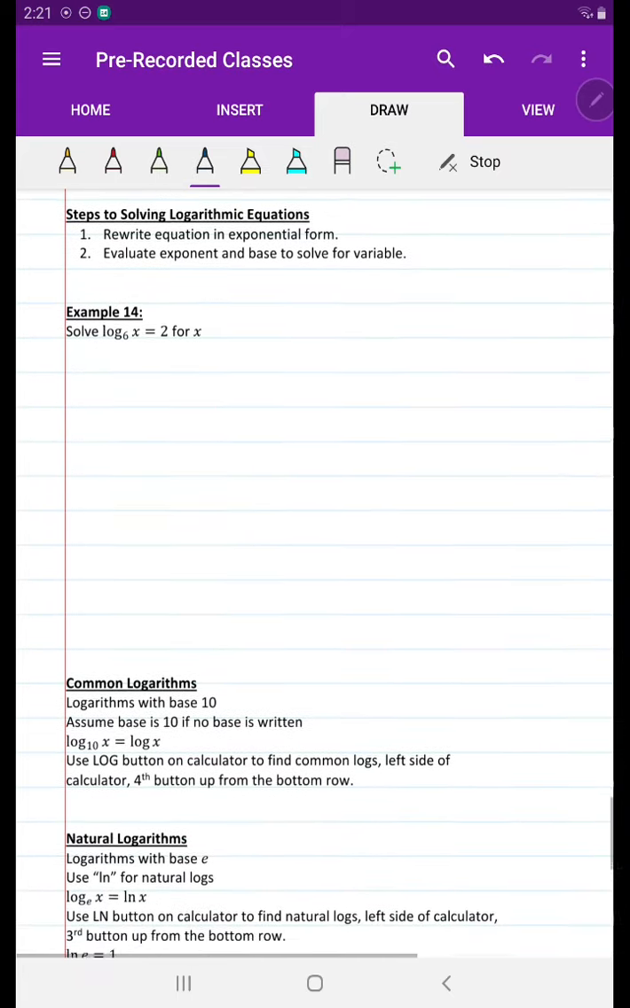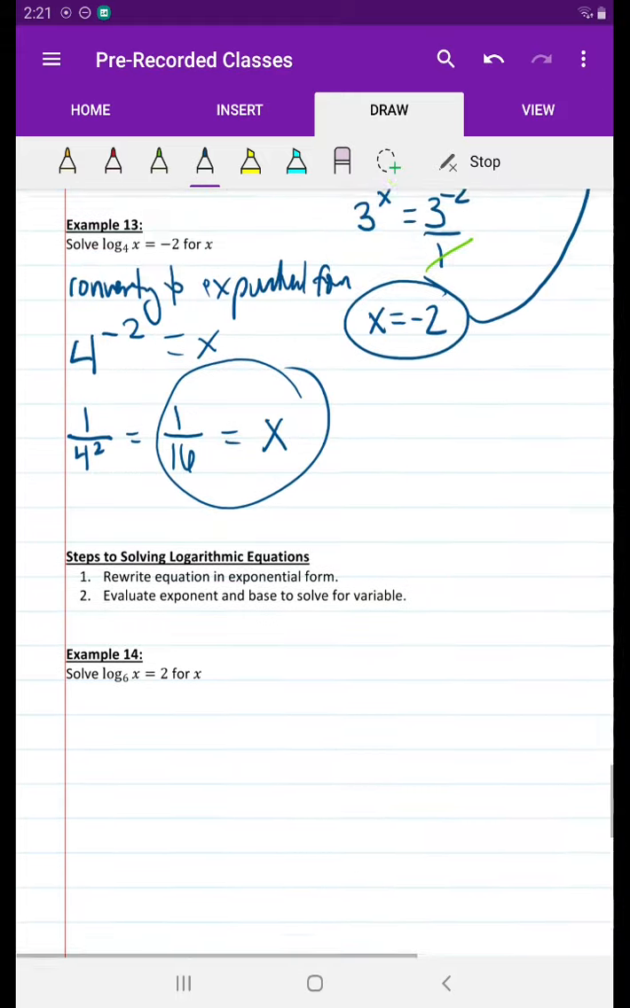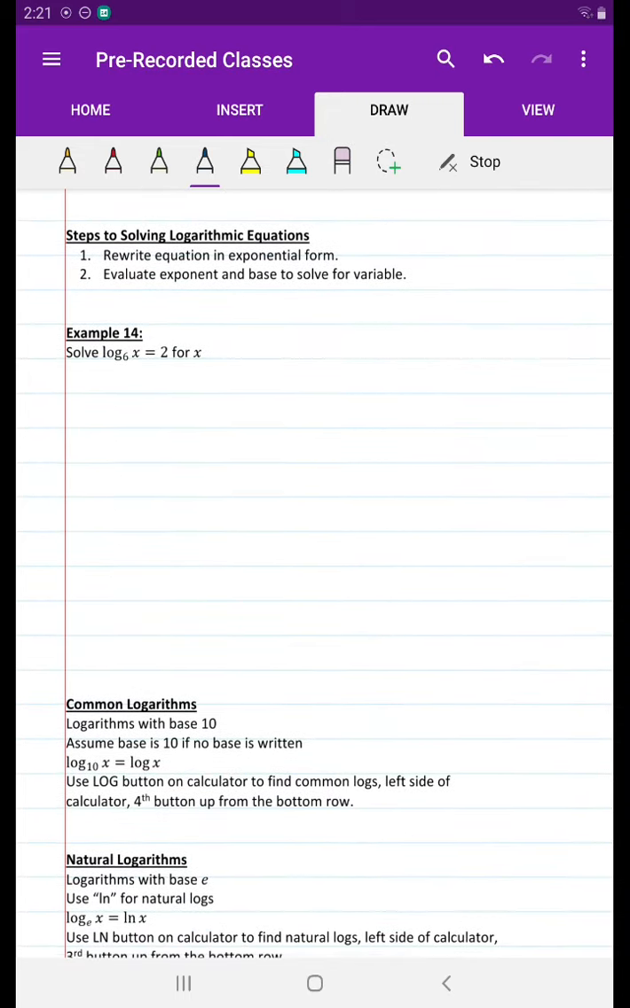So the last thing, solving logarithmic equations. Okay, so that's kind of what we did in number 13, and we can try that again in number 14, so you can see how we solve these logarithmic equations. The big hint here is rewriting them in exponential form.